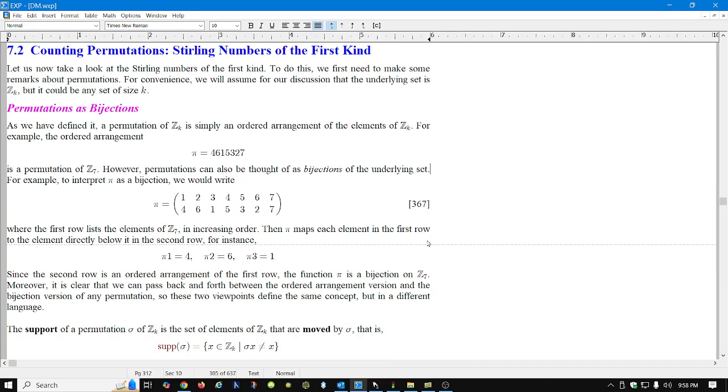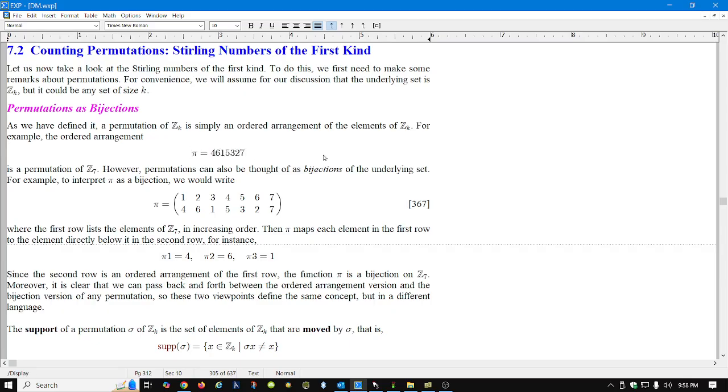Now, as we've defined permutations, we did it in a combinatorial way. A permutation is just an ordered arrangement, in this case of the elements of Zk. So here's an example of a permutation of Zk.